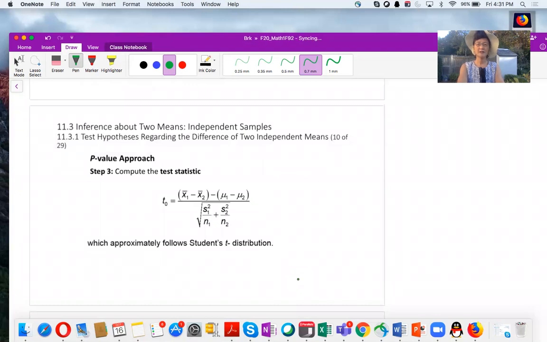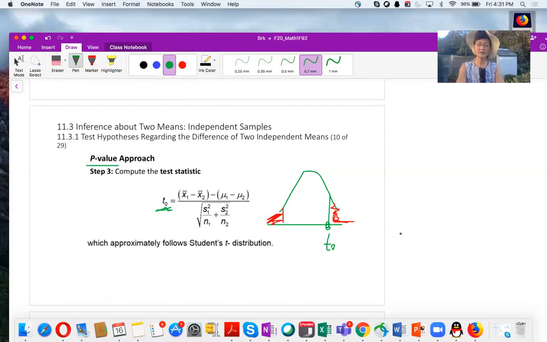So we introduced the classical approach. Next, the p-value approach. Remember, the p-value is the area corresponding to the test statistic. Once you have this test statistic, you label it here, for example, t0. And what is the p-value? The p-value is the area corresponding to t0. If it is two-tailed, these 2 areas together are the p-value.